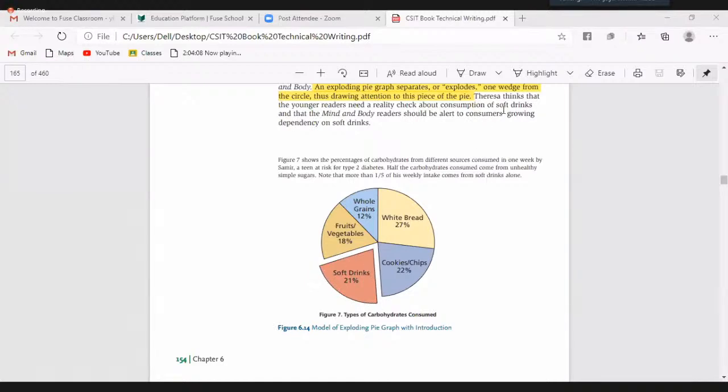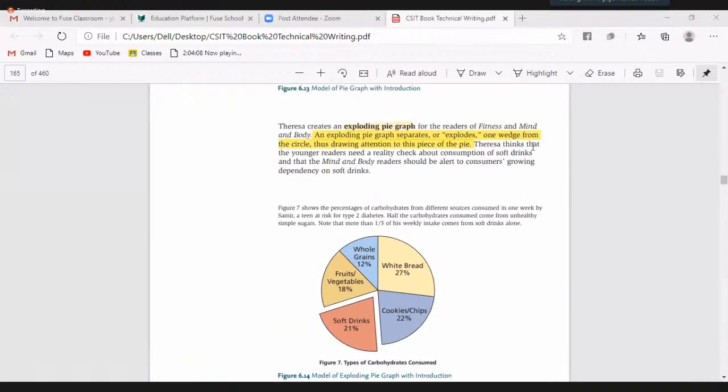A wedge is a kind of instrument that carpenters often use. The carpenter uses a wedge, and it has this type of figure, isn't it? Okay. So from this, an exploding pie graph separates or explodes one wedge from the circle. Now this one wedge is out of the circle, you can say, isn't it? It is separated from the circle, right?